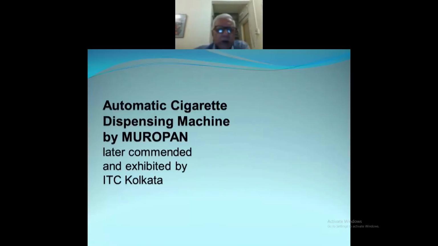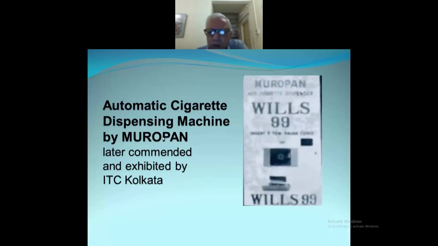One is an automatic cigarette dispensing machine, made by a group of my friends. They called this group Muropan. Muropan is Mukherjee, Roy, Purkayastha, Pal, and Nag. They formed this group, designed it and then exhibited it. The machine looks something like this. You put a coin into a slot, then press a button, and 1 cigarette will come out.